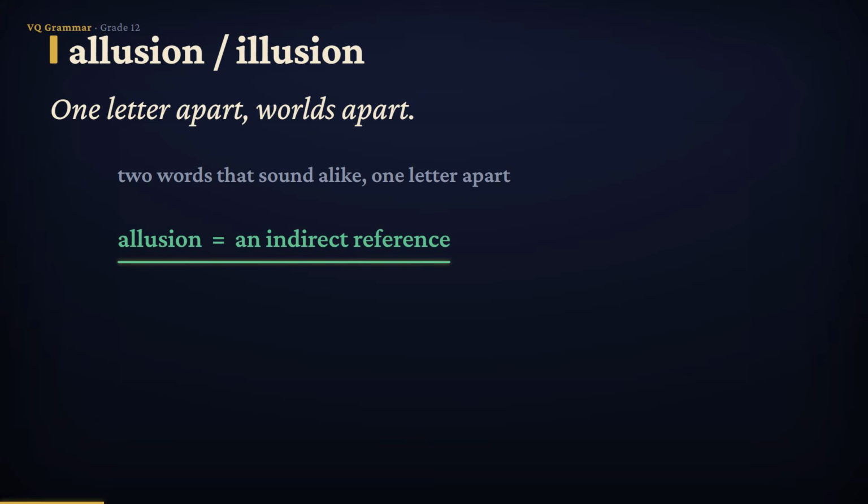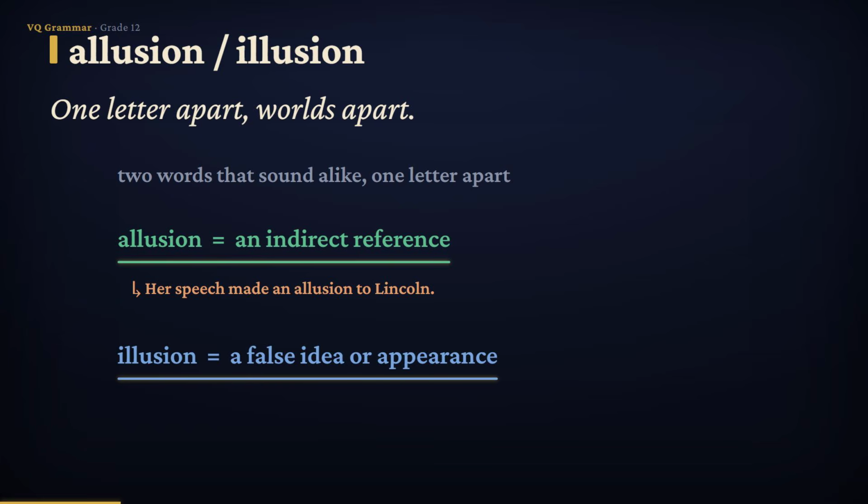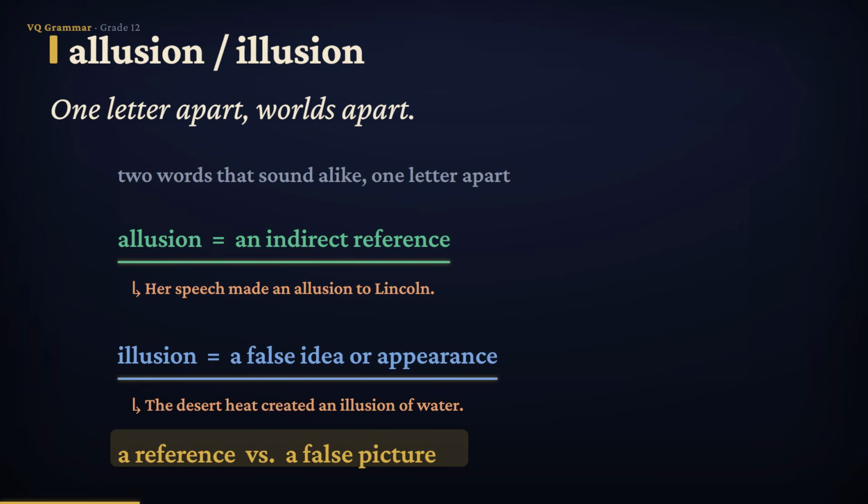An allusion with an A is an indirect reference, a mention of something without naming it outright. Her speech made an allusion to Lincoln. She pointed to him without stopping to explain. An illusion with an I is a false idea or a false appearance, something that isn't really there. The desert heat created an illusion of water shimmering on the road. So keep them straight this way. An allusion is a reference. An illusion is a false picture.